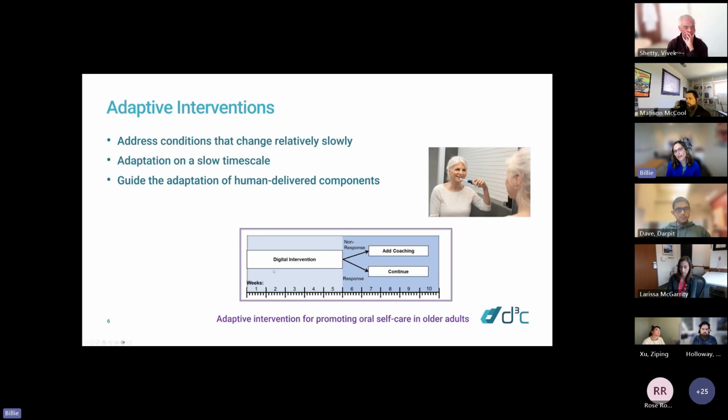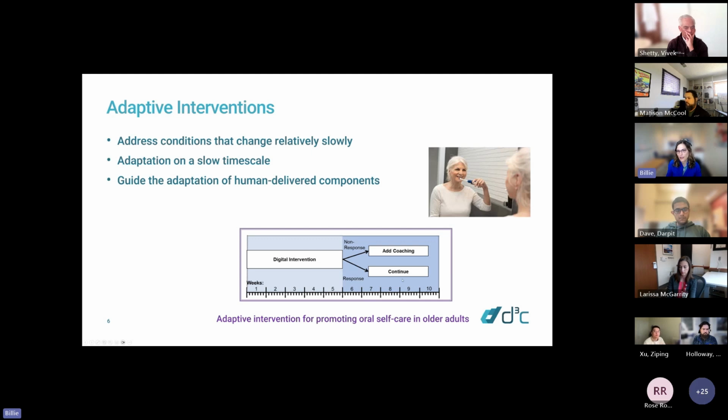And then in week 5, we use information about their brushing behaviors over the past 5 weeks to decide whether or not they are responding. If they fail to maintain or improve their brushing behaviors over the past 5 weeks, we classify them as non-responders and we add brief coaching.